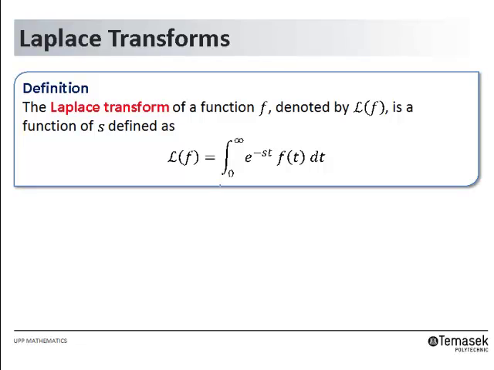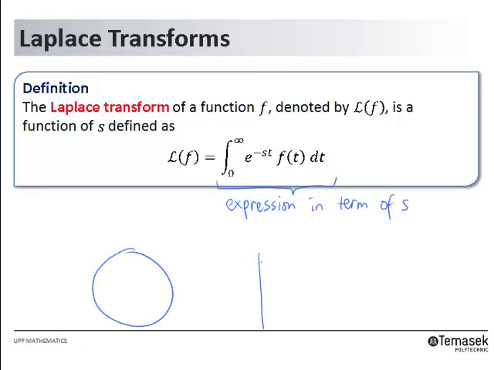Now, if this improper integral exists, it will give us an expression in terms of s, which means s will be the variable of the new function.